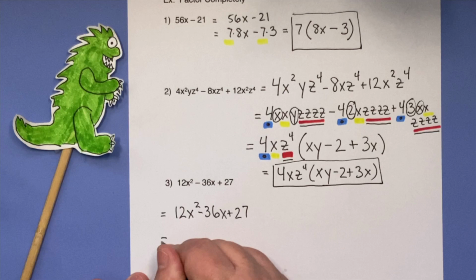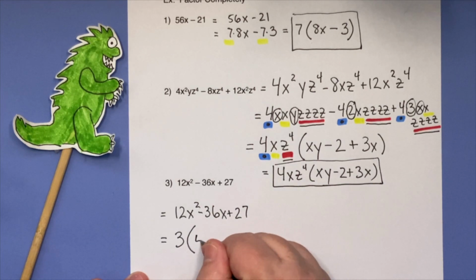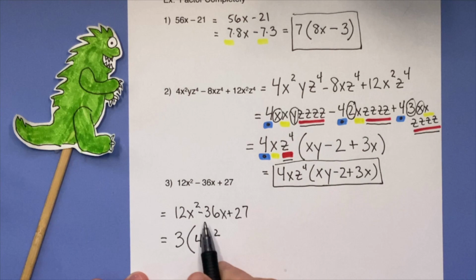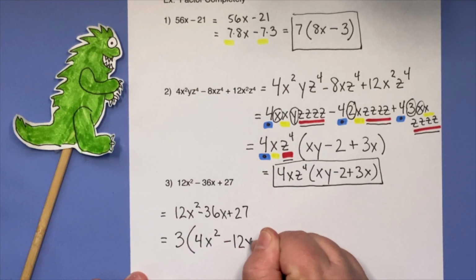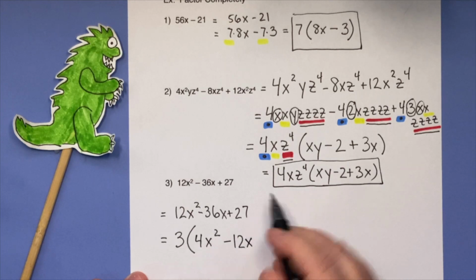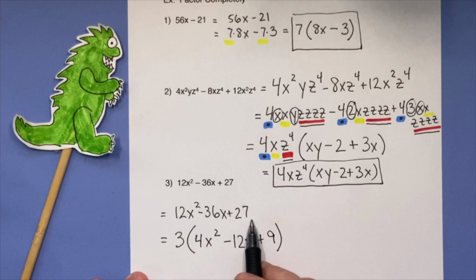So I'm going to factor out a 3, and that's going to leave me with, and here we're thinking division, 12 divided by 3 is 4. Negative 36 divided by 3 is negative 12. And 27 divided by 3 is 9. Because the last term doesn't have any x's, I can't factor out any x's. There are no x's in common.